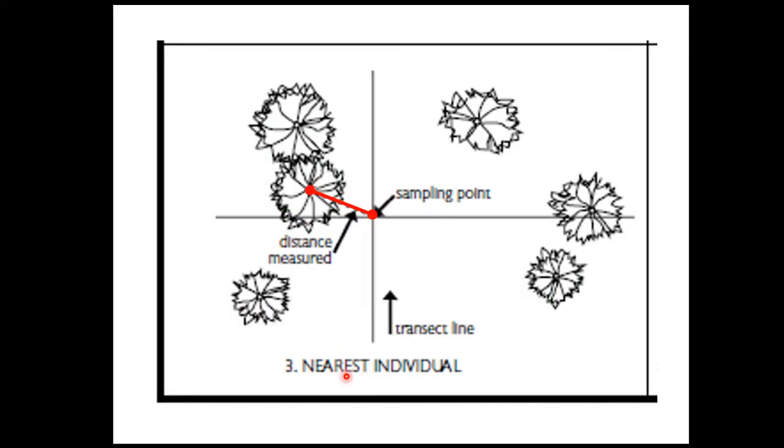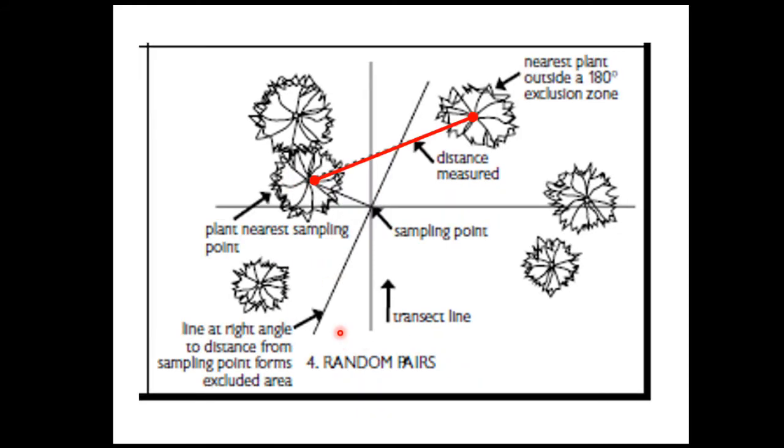The third one, of course, is the nearest individual. It's quite straightforward: once you get the sampling point, you measure the distance from the sampling point to the nearest plant. So this is what we call the nearest individual technique. This is very straightforward. And the last one is a little bit complicated.